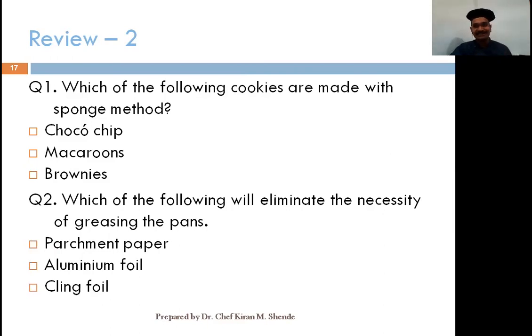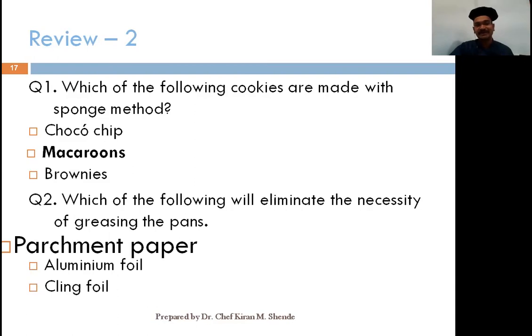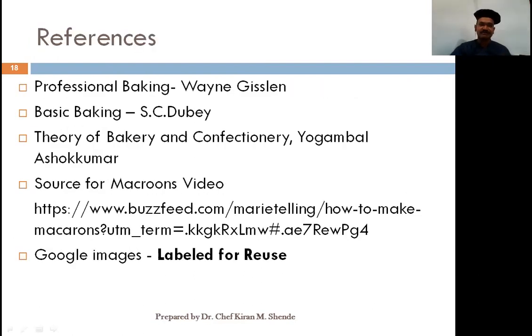Now I'll reveal the solutions for you. The first answer is macarons are made up by sponge method of cookie making. And the second answer is parchment paper, which will eliminate the greasing of pan. Very important, and always you have to make sure and remember.